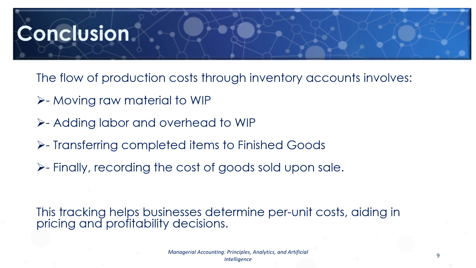To conclude this section, remember the overall cost flow process. Raw material moves into work in process. Labor and overhead are added into work in process. Completed products move into finished goods. When sold, finished goods costs become cost of goods sold. This tracking is essential because it helps companies determine per unit costs for pricing and profitability decisions.